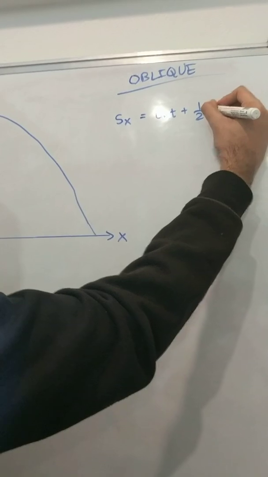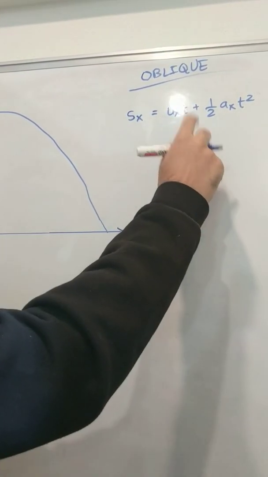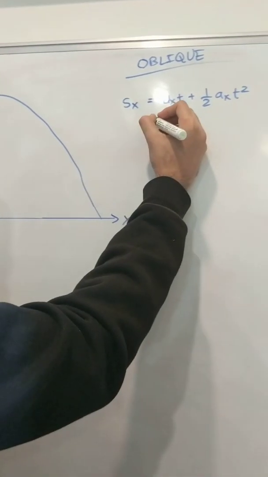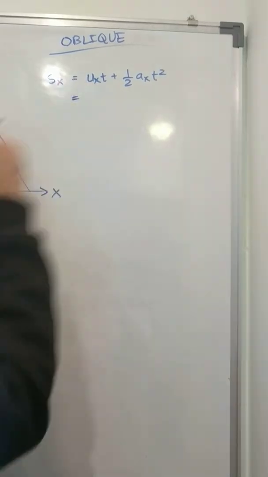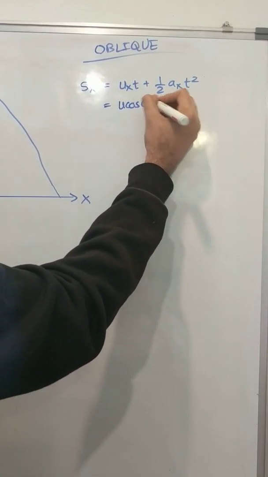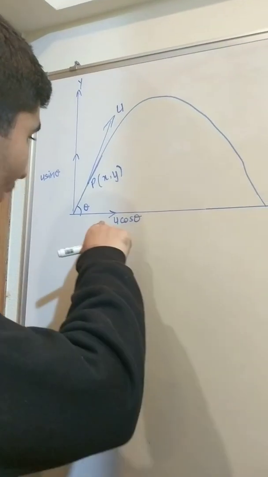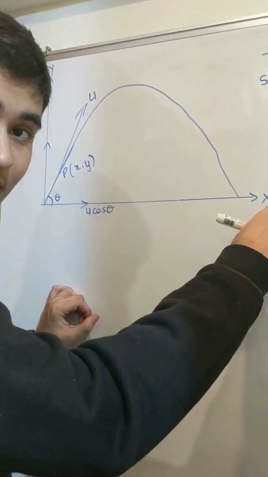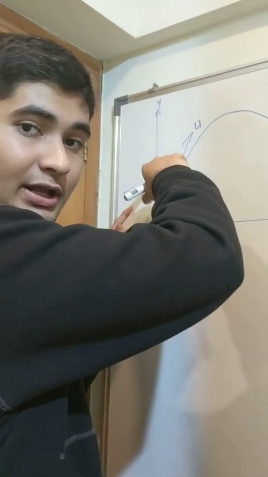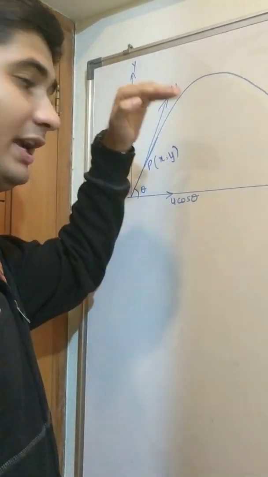I'm assuming all of you know Newton's laws of motion. This is the second equation from Newton's laws of motion. So velocity in x is nothing but u cos theta. You must note that there is no acceleration in this x-axis. There's only an acceleration in the upward direction, which is negative g, because the projectile is traveling against gravity.